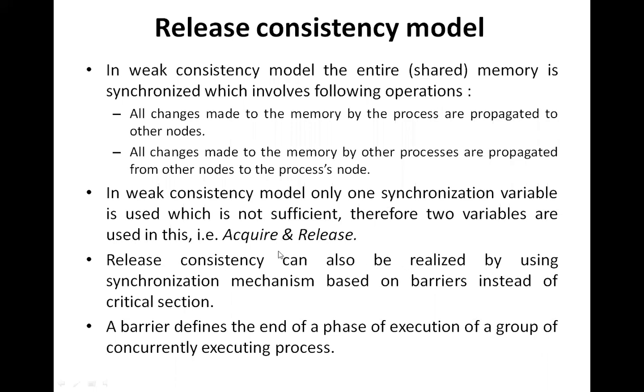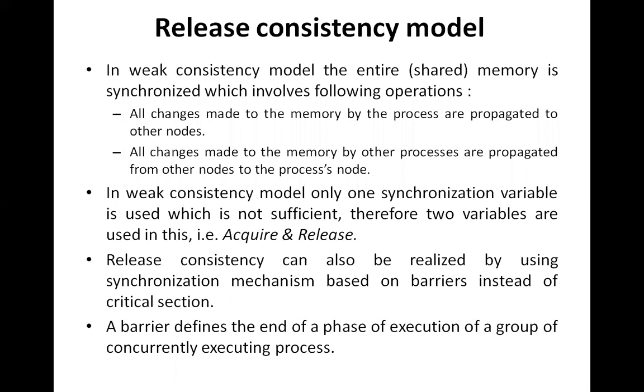Now, to achieve this, instead of using one synchronization variable, which is accessed by the process, we will be using two synchronization variables. The first one is acquire, and the second one is release. Acquire is used by a process to tell the system that it is about to enter the critical section, so that the system performs only the second operation whenever this variable is being accessed.